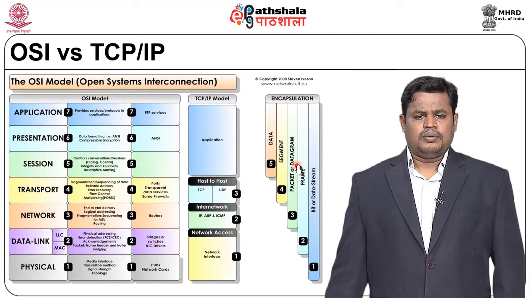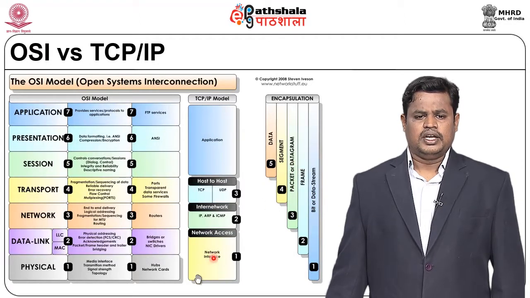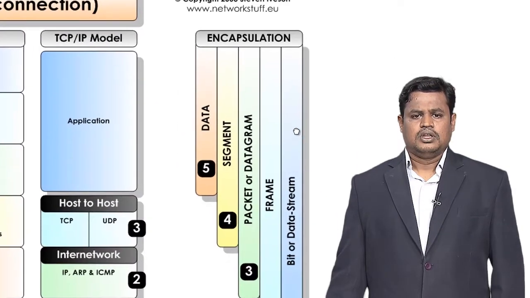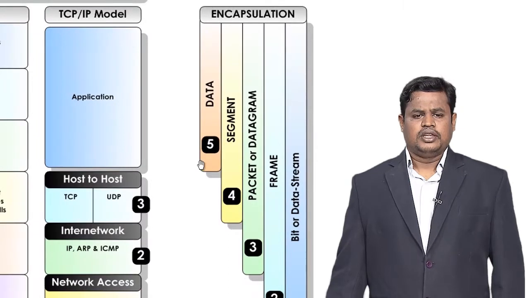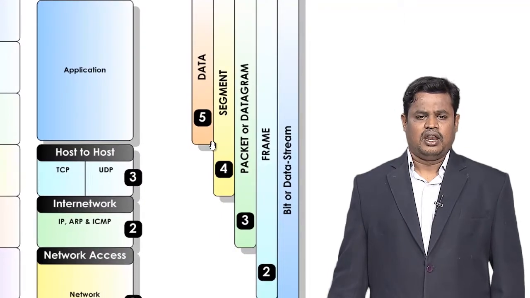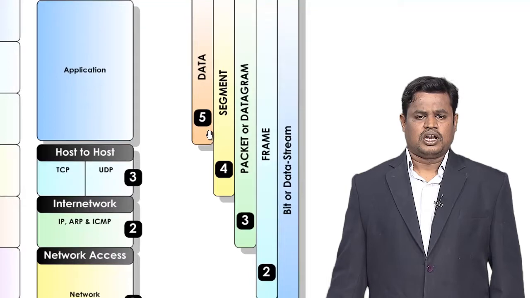And whenever we are representing the network model, there is one process called encapsulation. Encapsulation means the user data, for example, if I am taking the 5th layer, that means I am taking it from the top of your transport model, where I told you there are 4 layers.